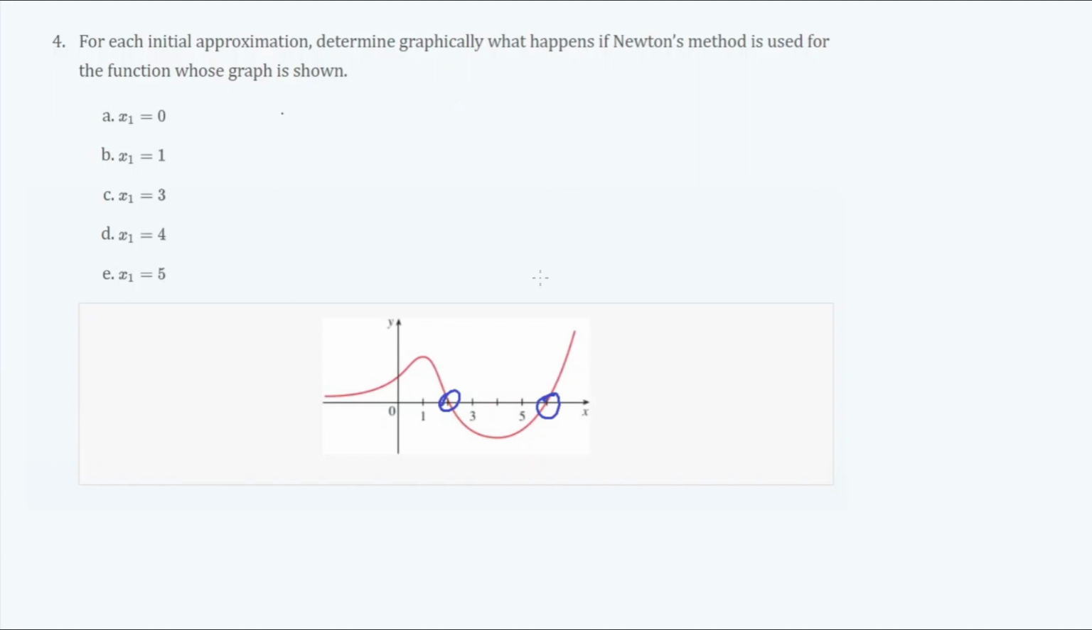Alright, so let's take a look at A. So for A, the first approximation of x is going to be 0. So we could use Newton's method. So x2 is going to be x1, which is 0, minus f of x at 0. Since we don't have any values here, let's just say that's 1. So we have 1 over f prime of x, which is a derivative, which is approximately, I'd say, 1. So our x2 value here is going to be -1.